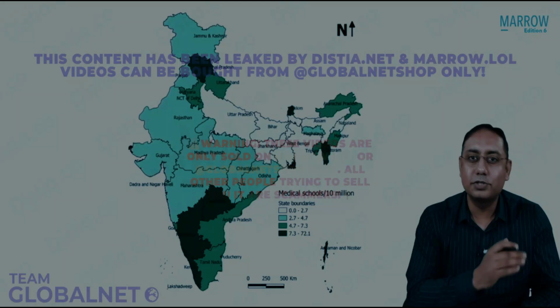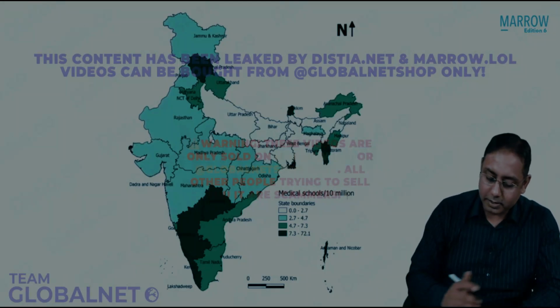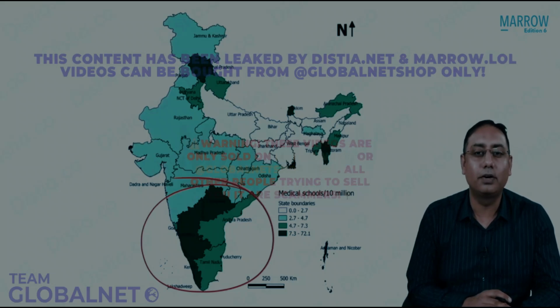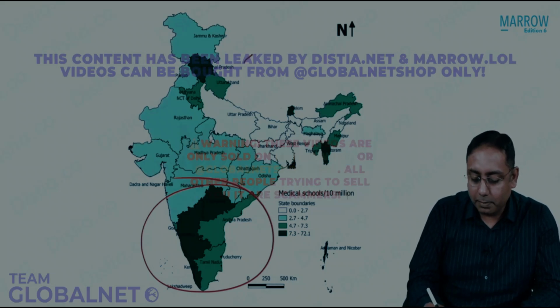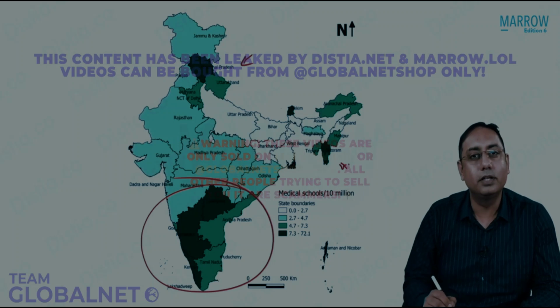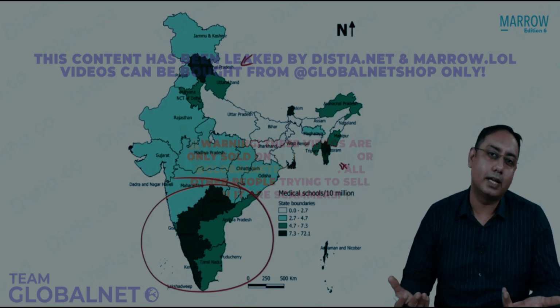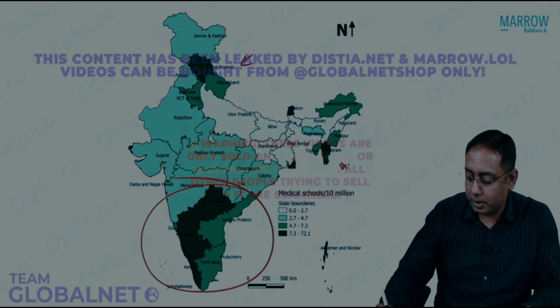So, medical colleges to population ratio: you can see that the highest medical college to population ratio is prevalent in the southern part of India, along with Himachal Pradesh and some parts of the northeastern states, like Mizoram. You can see that the number of medical colleges is slightly more per unit population.